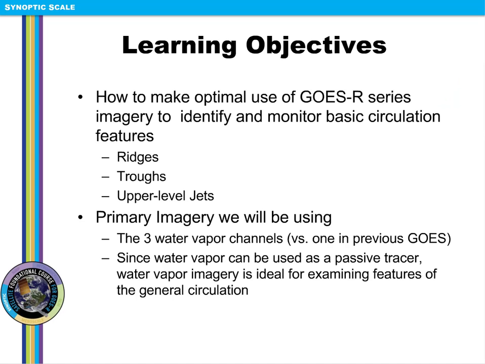In this module, we will look at how to make optimal use of GOES-R series imagery and products to identify and monitor basic circulation features such as ridges, troughs, and upper-level jets. In the short time we have, we will concentrate on using the 3 new water vapor channels that are now available, since the imagery can be very useful in identifying these features.